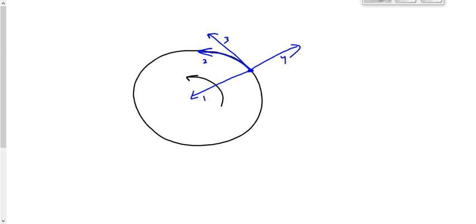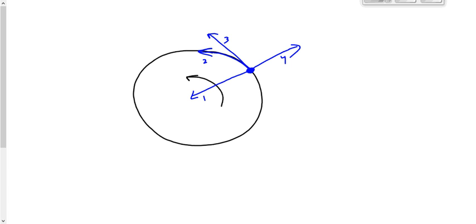Now, I want you to pick out which of these arrows represents the following quantities. Firstly, the velocity of the object. At this moment in time, right here, which way is the velocity of the object pointing? Is it 1, 2, 3, or 4? Which one is it, Tom? It's 3, yes. The velocity of the object is 3.